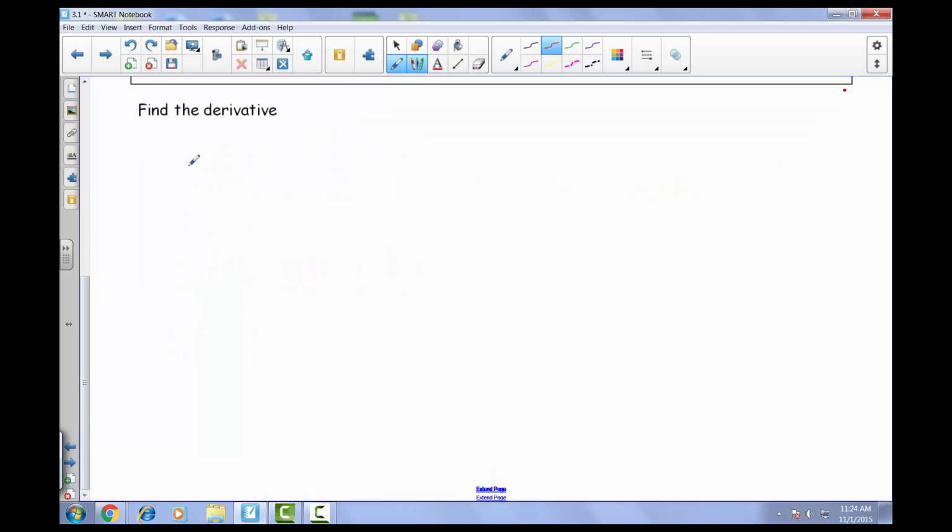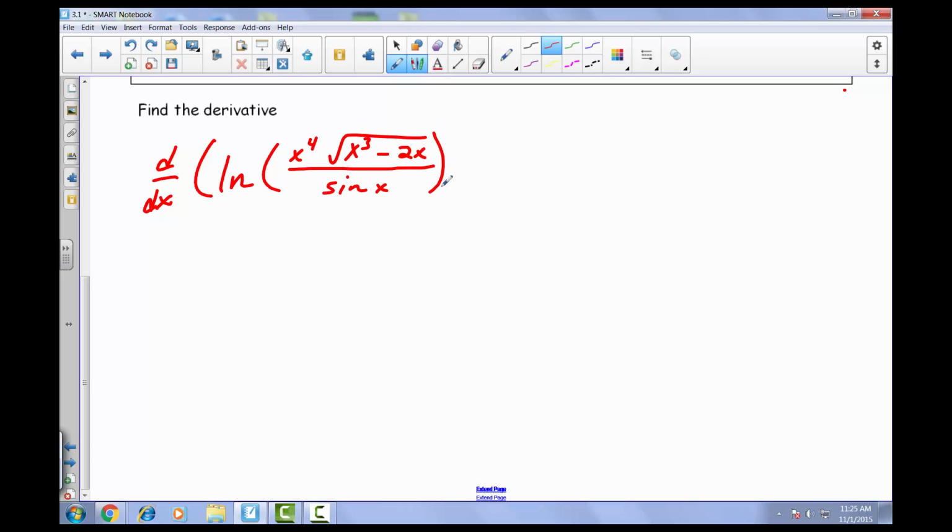So we're trying to take the derivative with respect to x of the natural log of x to the 4th times the square root of x cubed minus 2x, and this is all over sine of x. Alright, so for our first step, let's just focus on our quotient that's happening here. So we're not actually taking the derivative yet. We'll get to that in a second. But let's go ahead and expand this by, instead of this division symbol, let's go ahead and change that then to the natural log with a subtraction.